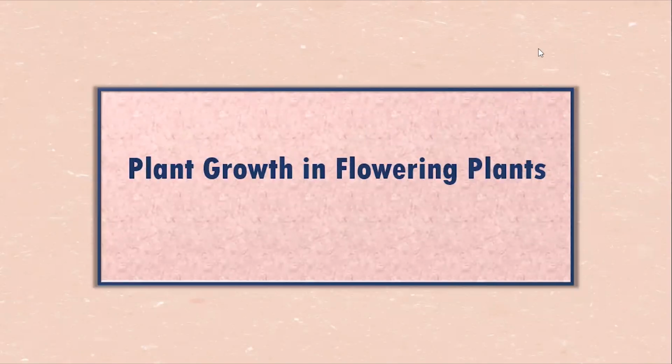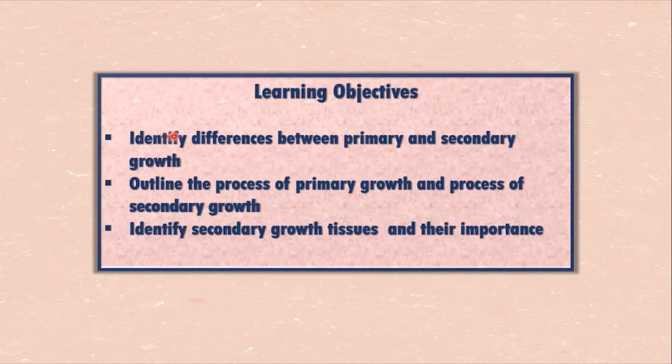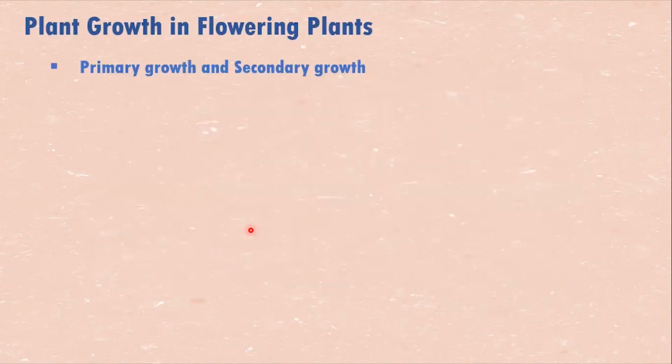Today we are discussing plant growth in flowering plants. Learning objectives: identify differences between primary and secondary growth, outline the processes of primary growth and secondary growth, identify the tissues of secondary growth and their importance. Plant growth in flowering plants involves primary growth and secondary growth.